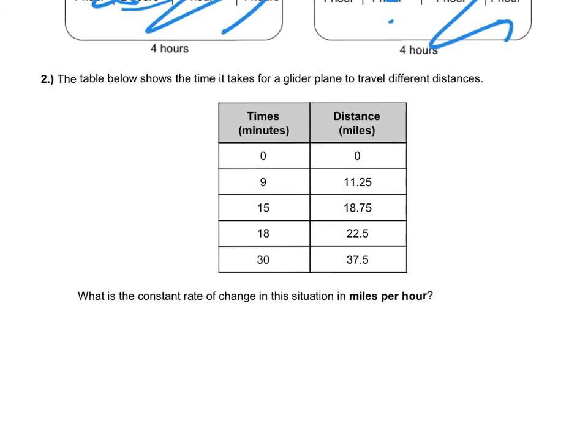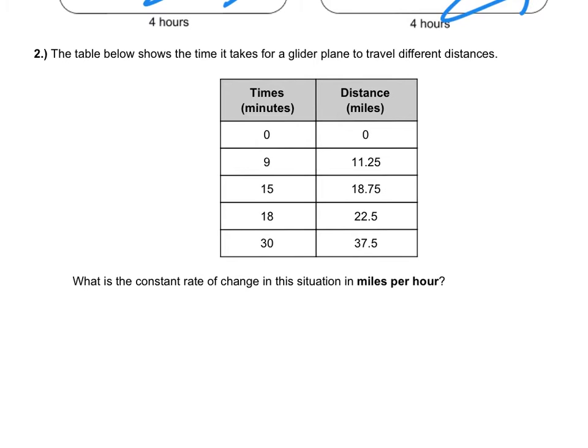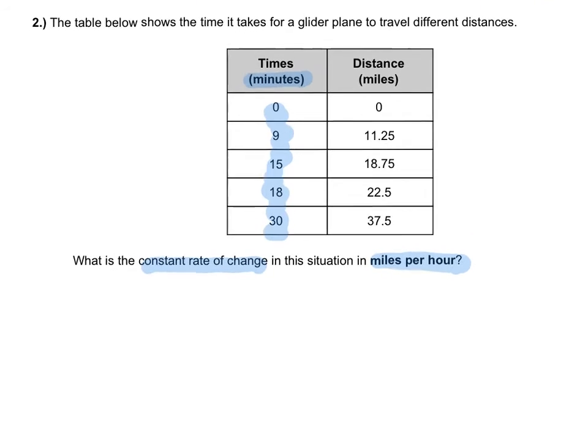Look at number 2. The table below shows the time it takes the glider plane to travel different distances. What is the constant rate of change in miles per hour? So we talked about this a lot, guys. These are all in minutes, and we want an hour. Okay, so we need to think about the conversion there. How many minutes are in an hour? 60.